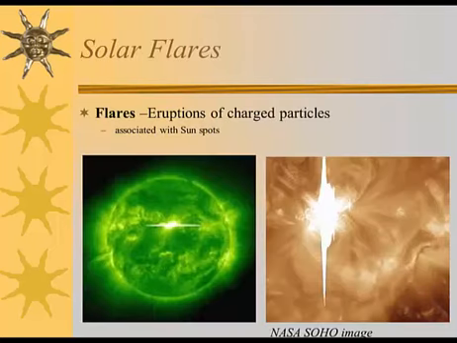Flares or eruptions of charged particles are often associated with sunspots. If the sunspot is inhibiting convection, it may make sense that significant energy may build below the sunspot and erupt violently as a solar flare.